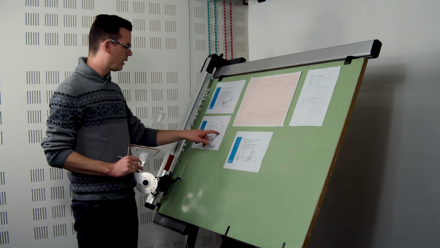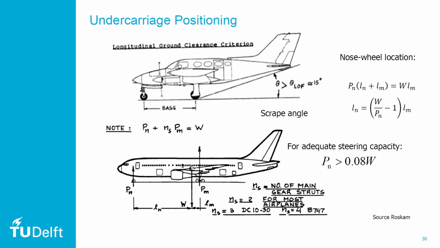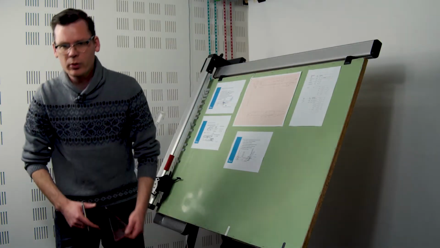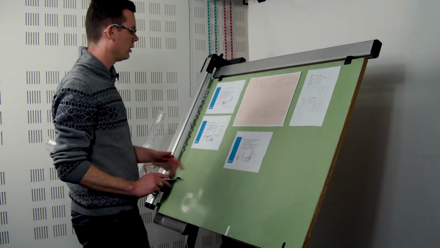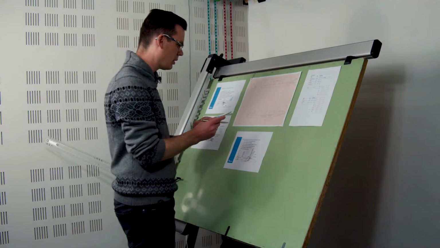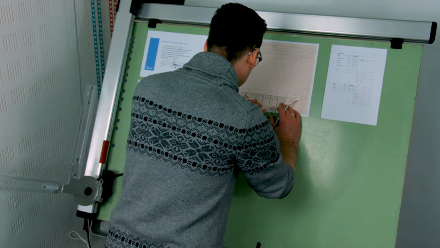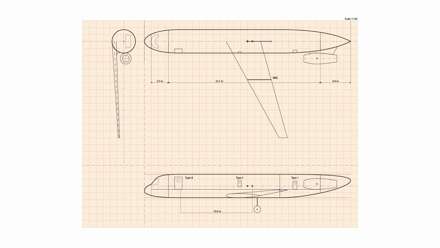So with this formula and the notion that 8% needs to be on the nose gear, I can now compute what the length from the center of gravity, the aft center of gravity, to the nose wheel is. And with an 8% nose wheel load, that gives me an Ln of about 10.4 meters. So let me see where I'm ending up with 10.4 meters. I'm going to end up roughly below the type A door.